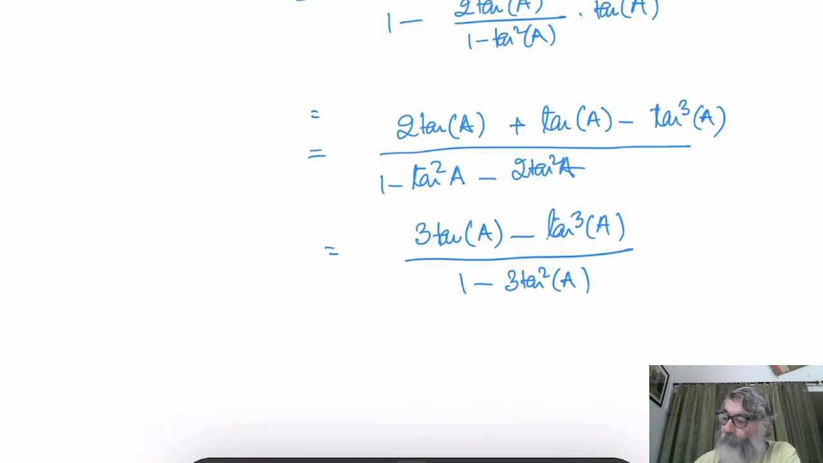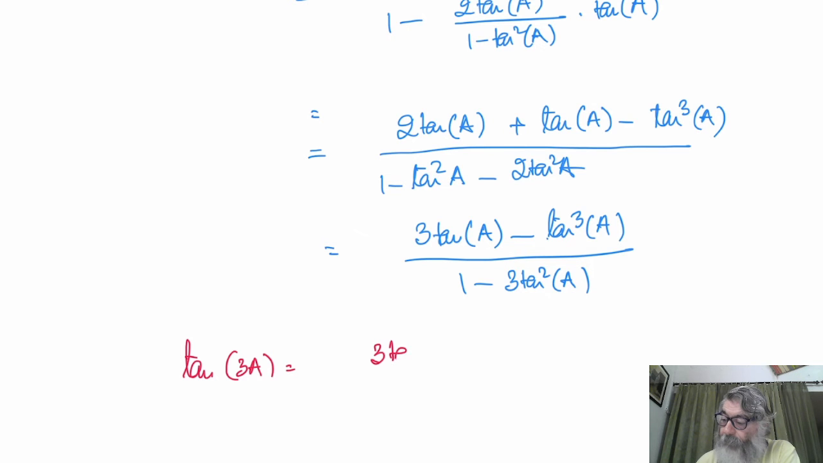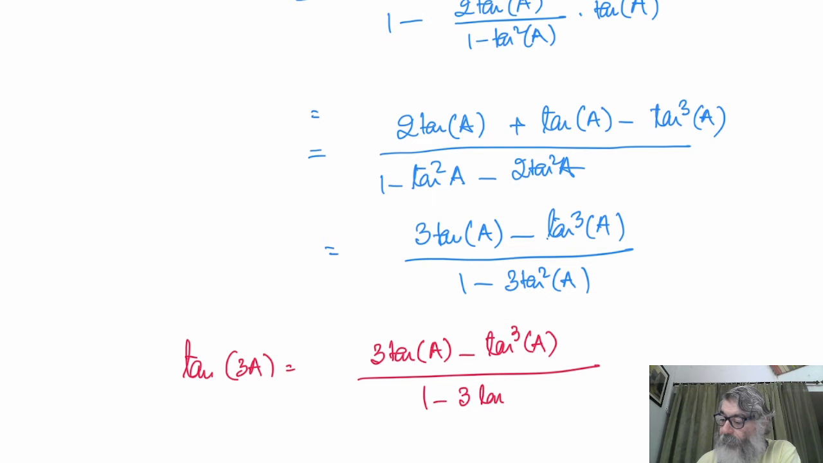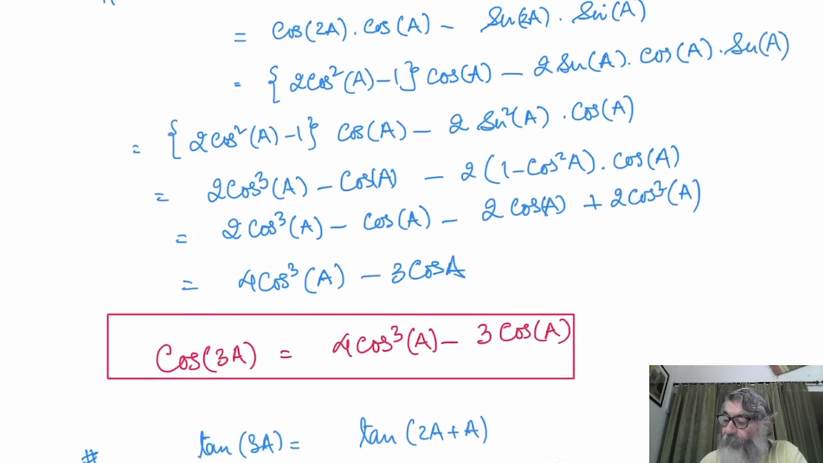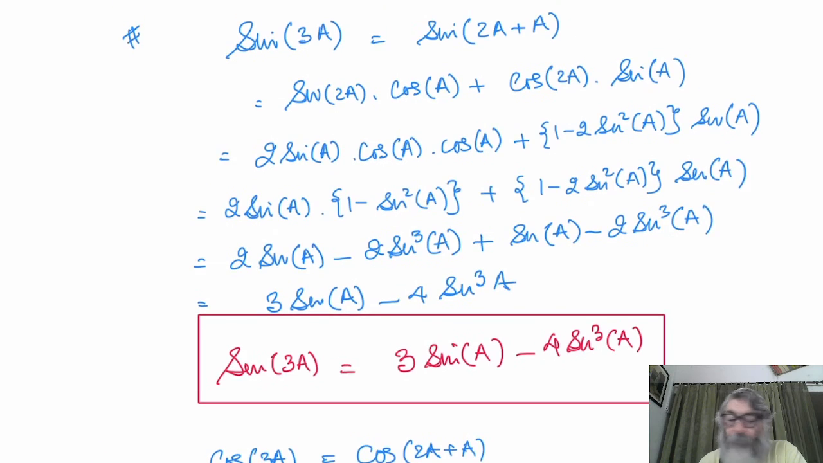Let's write the formula. What is the final formula? Tan 3A is equal to 3 tan A minus tan cube A upon 1 minus 3 tan square A. This is the formula. So we've got three formulas: we've got the formula for sin 3A, we've got the formula for cos 3A, and we've got the formula for tan 3A.